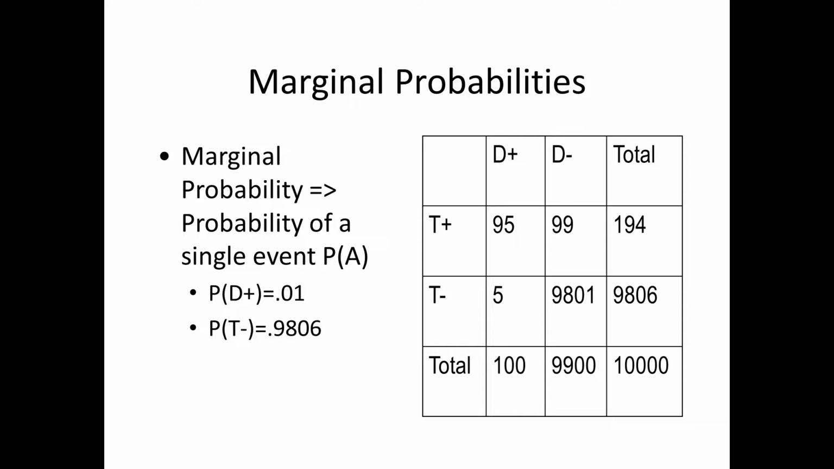We begin by talking about a marginal probability. A marginal probability is the probability of a single event. Notice the syntax. Probability of A. The thing inside the parenthesis is the event whose probability we're after. So you can just think of A as standing for anything.